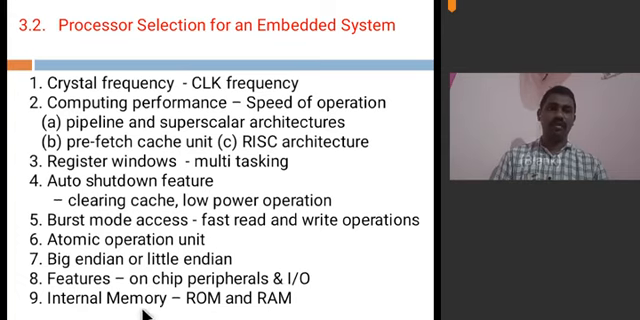Next, internal memory, ROM and RAM. ROM and RAM are also important while you are buying a controller from the market, because your program data will be stored in the ROM and temporary data will be stored in the RAM. If there is a lesser amount of ROM, you cannot program more code into the memory. If you have a lesser amount of RAM, you cannot perform multitasking operations more efficiently.